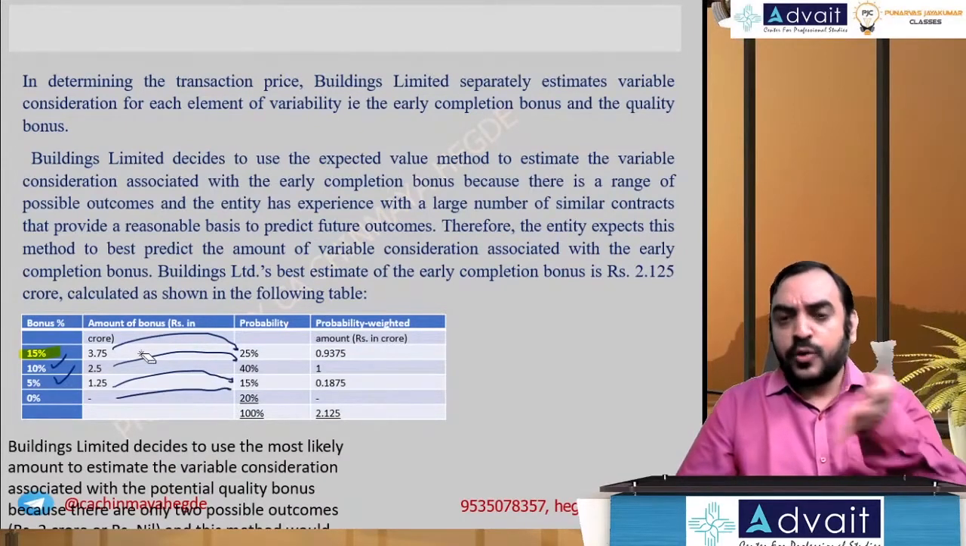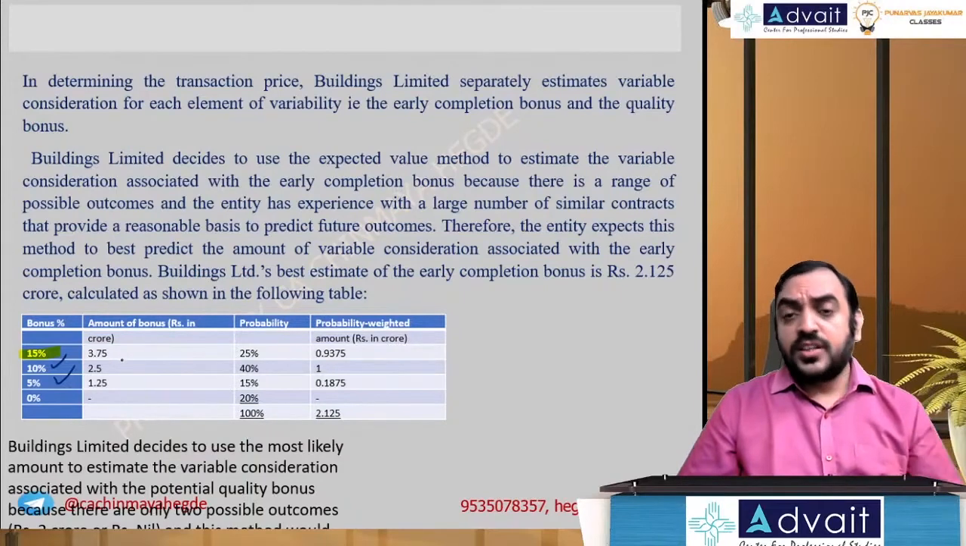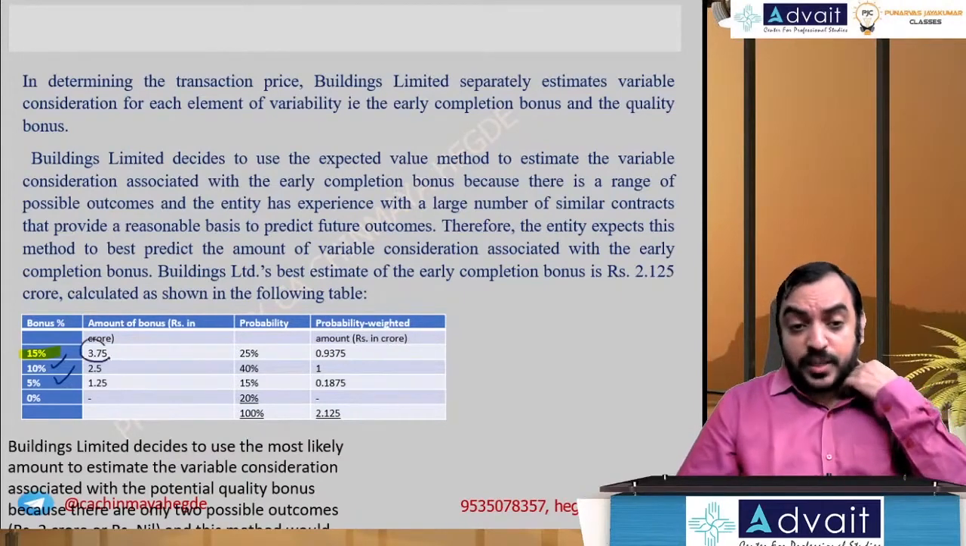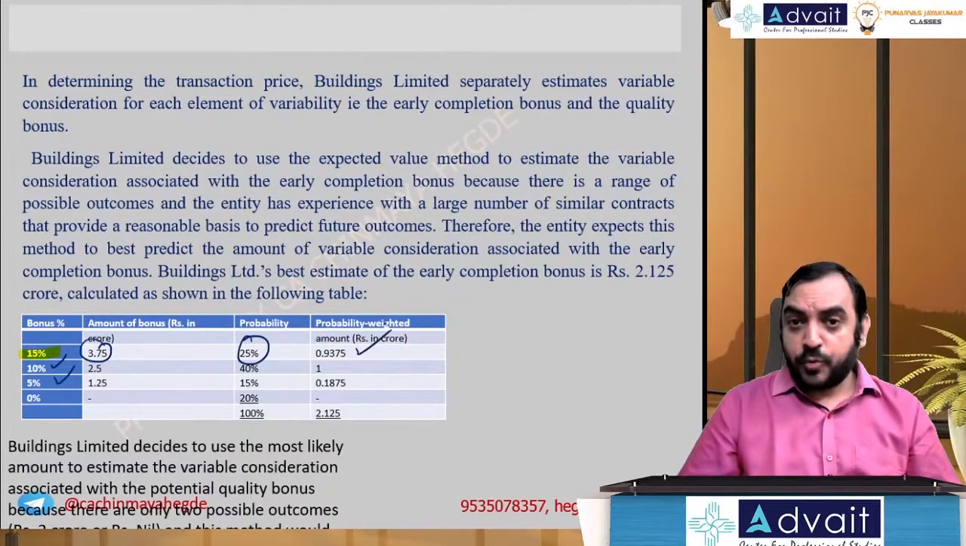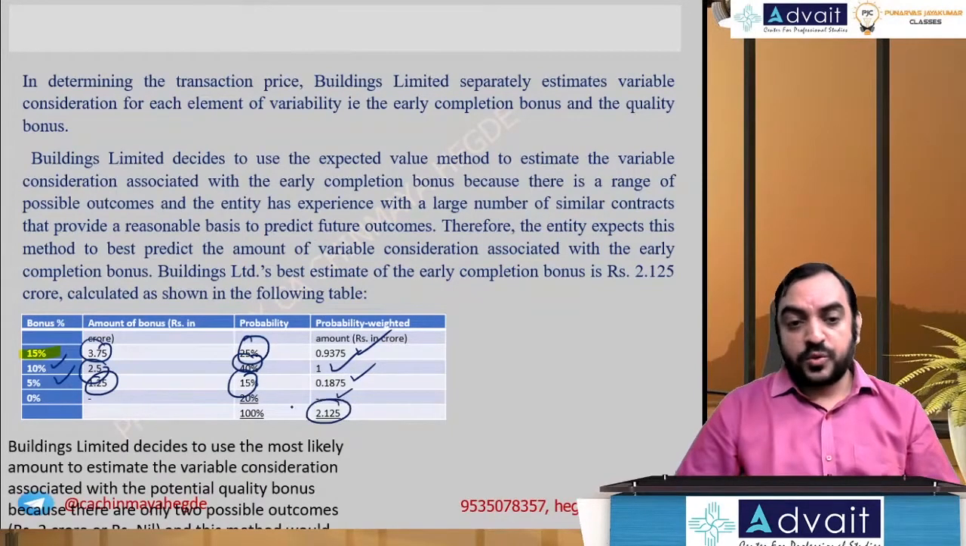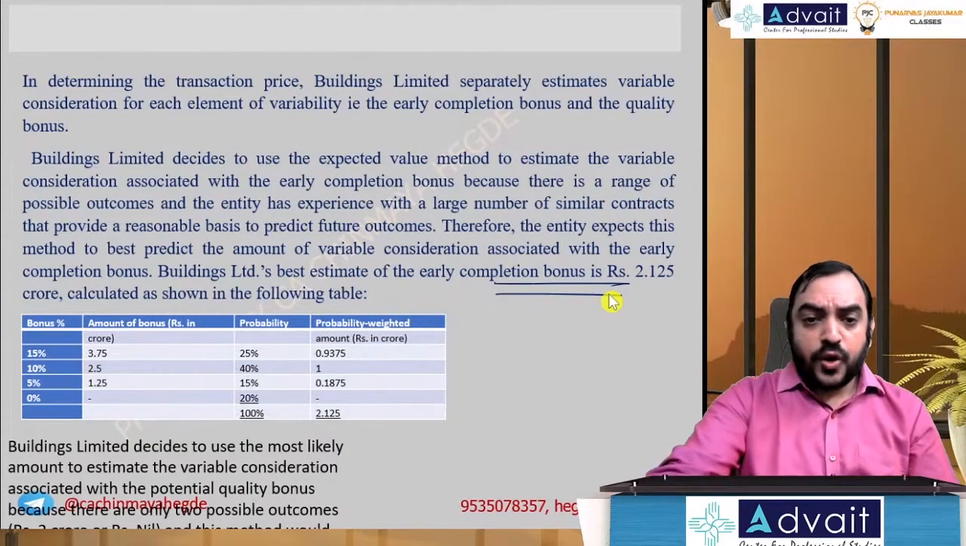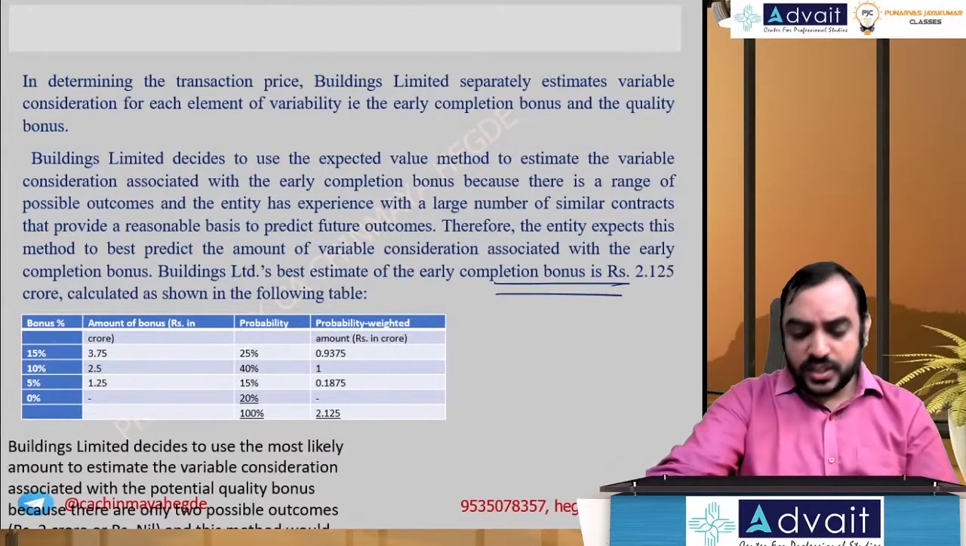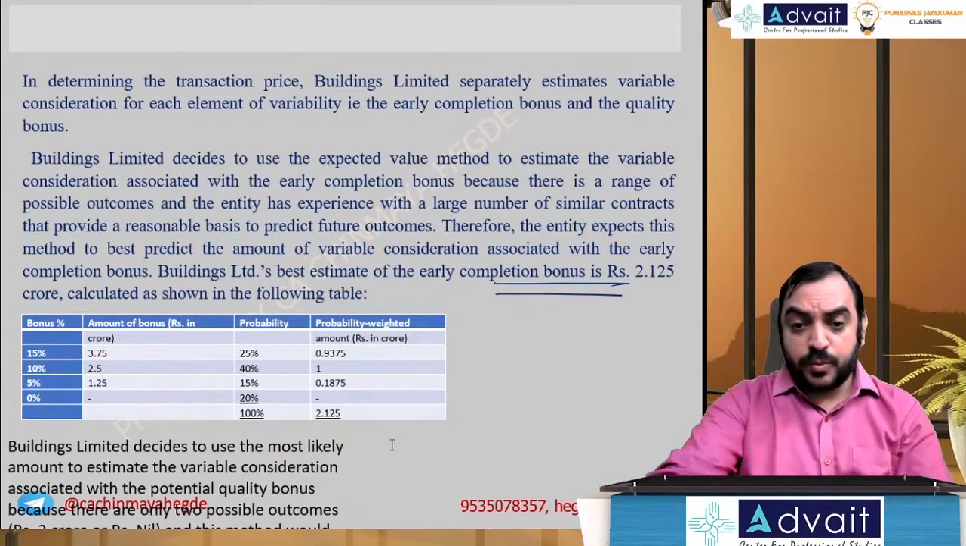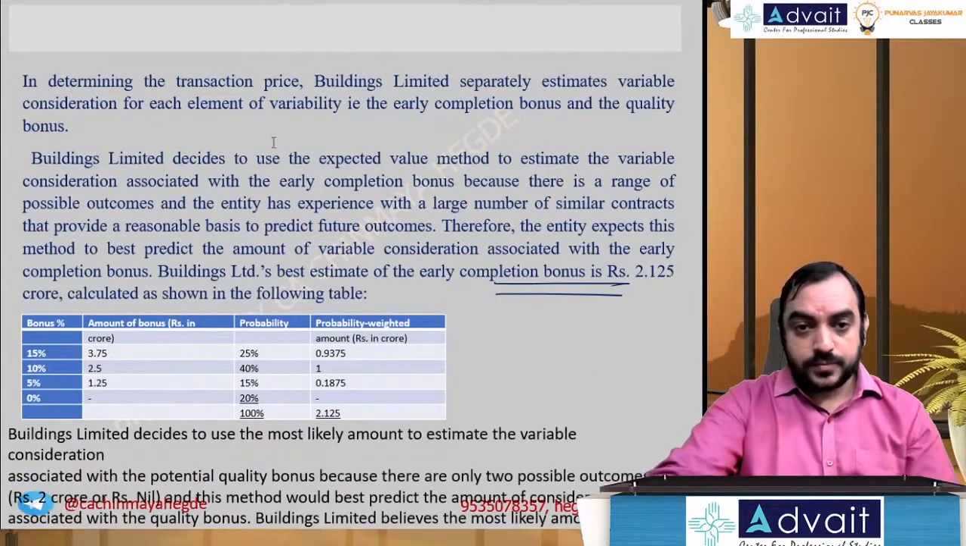In the 20% likelihood, you don't get anything. And what are the products? 3.75 into 0.25 is 0.9375, 2.5 into 40% is 1, 1.25 into 15% is 0.1875, and 0 at 20% is 0. The total is 2.125. So you are going to recognize 2.125 for early completion. For the quality bonus, whichever probability is highest, 60% is the highest probability.